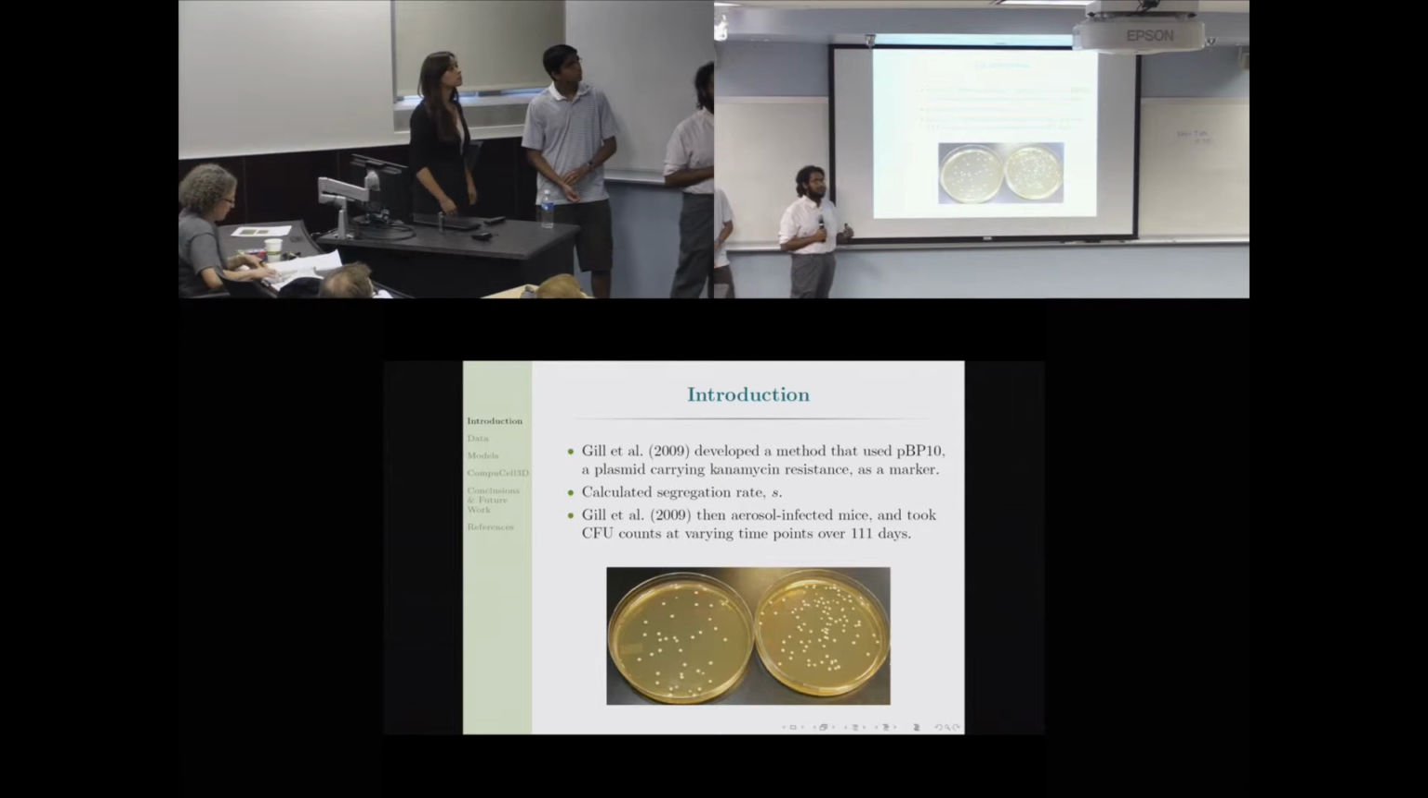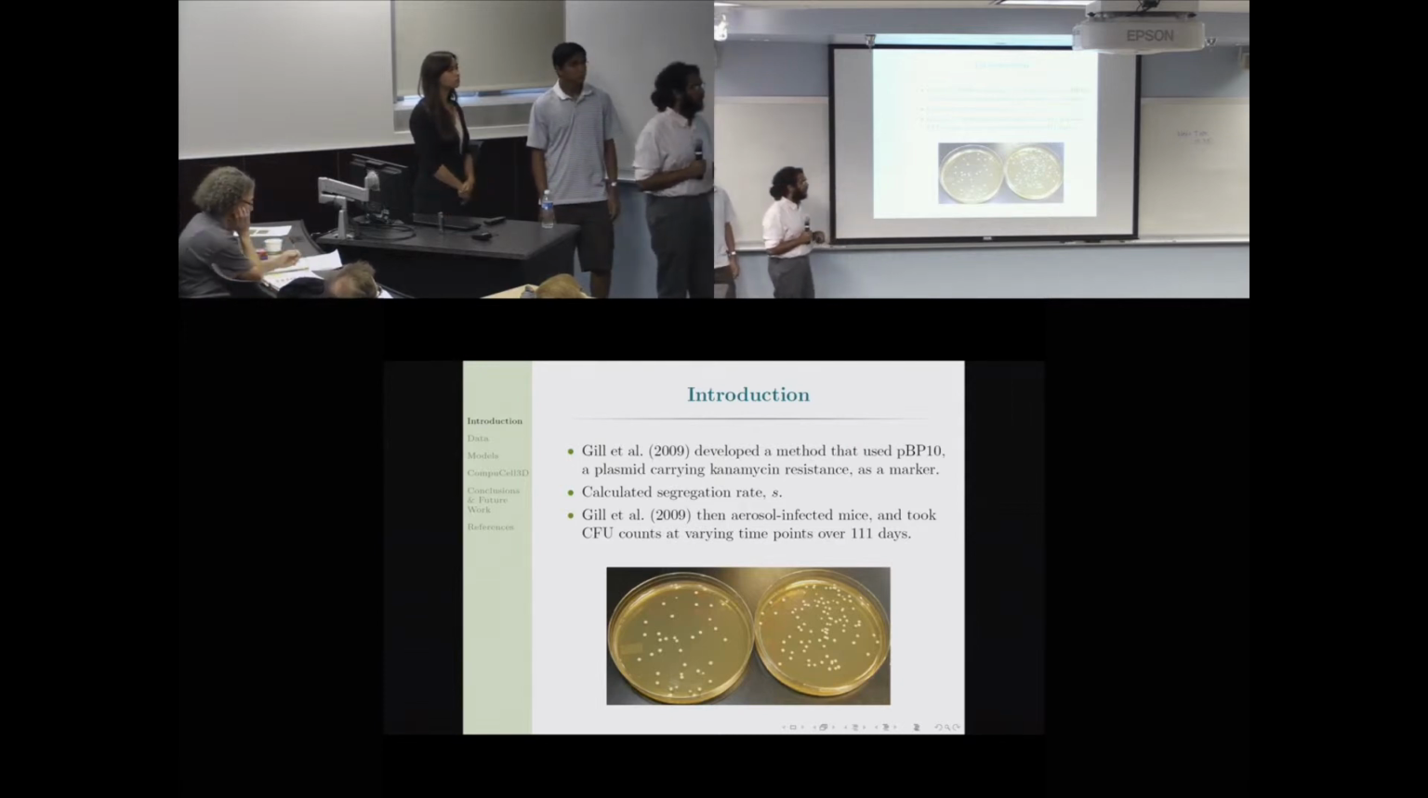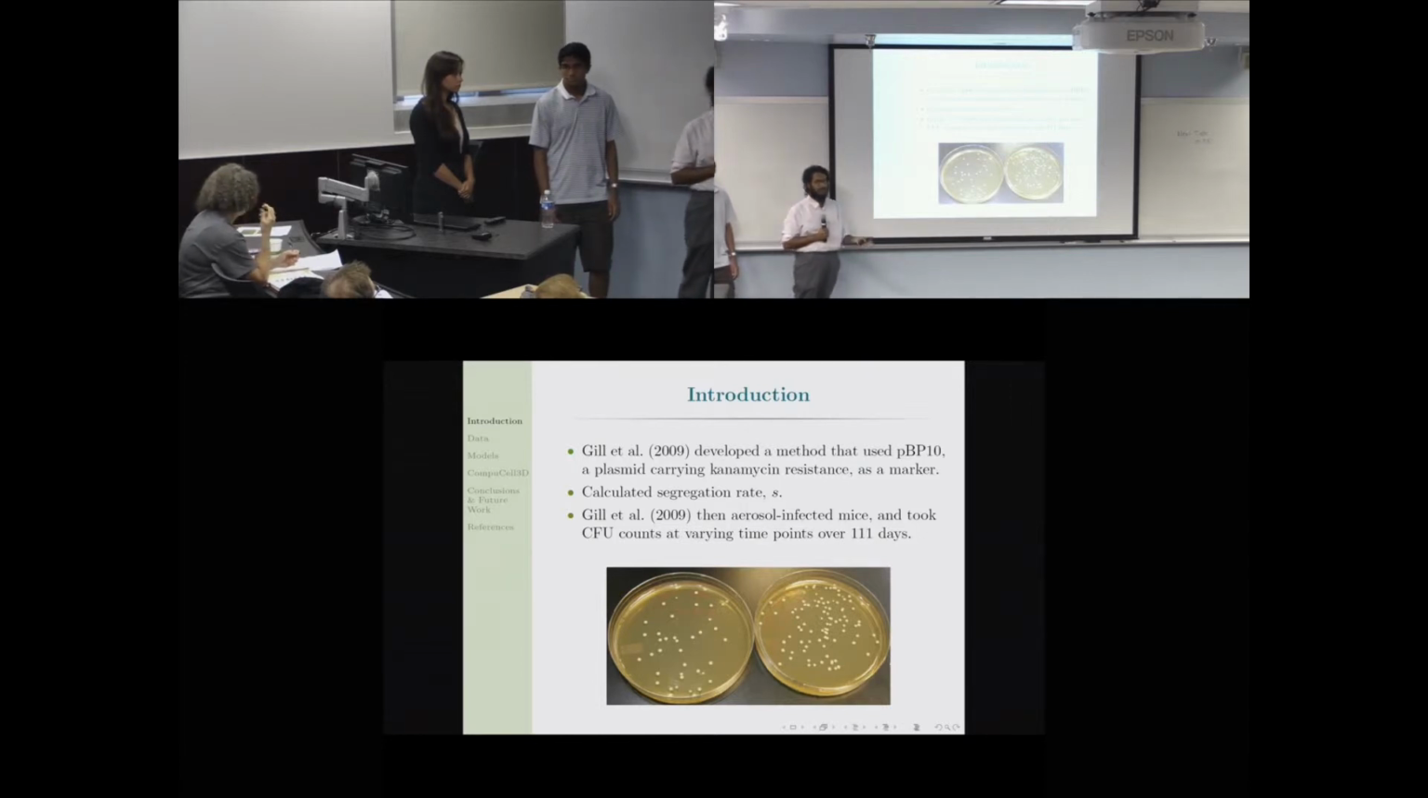Now this plasmid would be lost as the bacteria replicate in vitro. Based on the proportion lost during each replication cycle, they developed a model that could be used in vitro to correlate the proportion lost to a replication rate and a death rate.